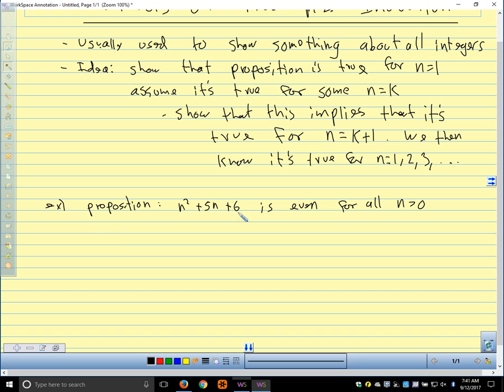All right, so our first step, our base case. Show that it's true for n equals 1. For n equals 1, we get 1 squared plus 5 times 1 plus 6 equals 12. And we know 12 is even. So it's true for the base case.